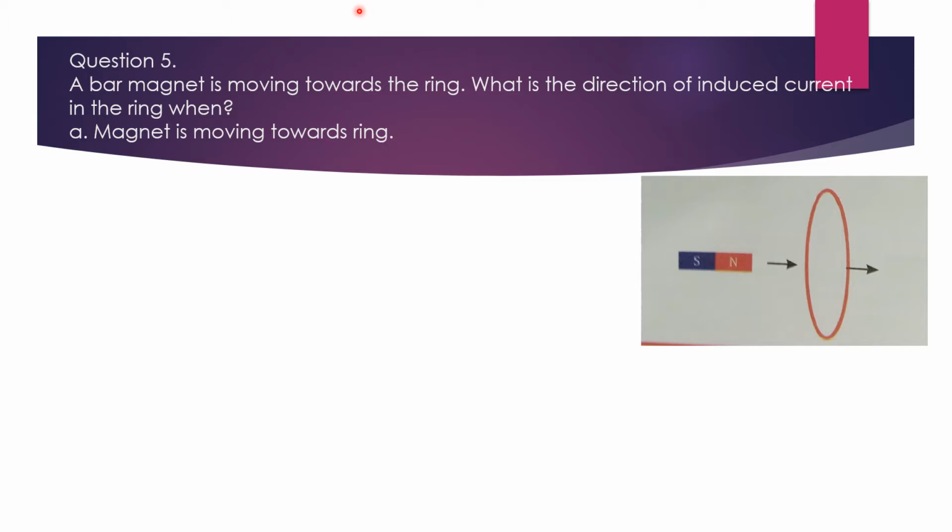Question 5. A bar magnet is moving toward the ring. What is the direction of induced current in the ring when the magnet is moving toward the ring? Now, here is a ring shown. This is a bar magnet, north pole toward the loop, the ring, and it is moving forward in this direction.